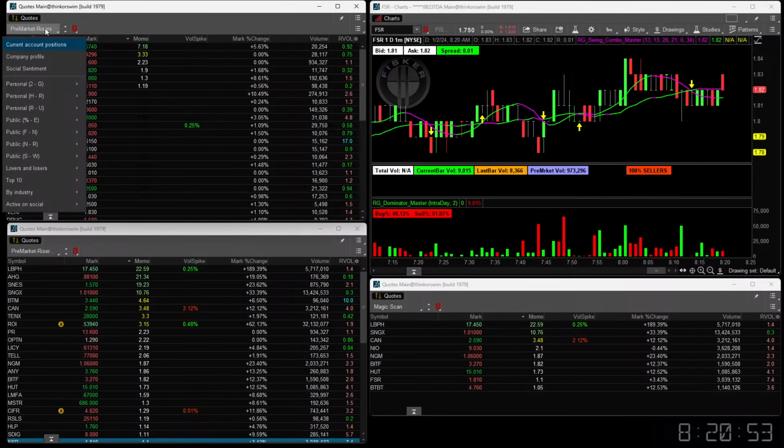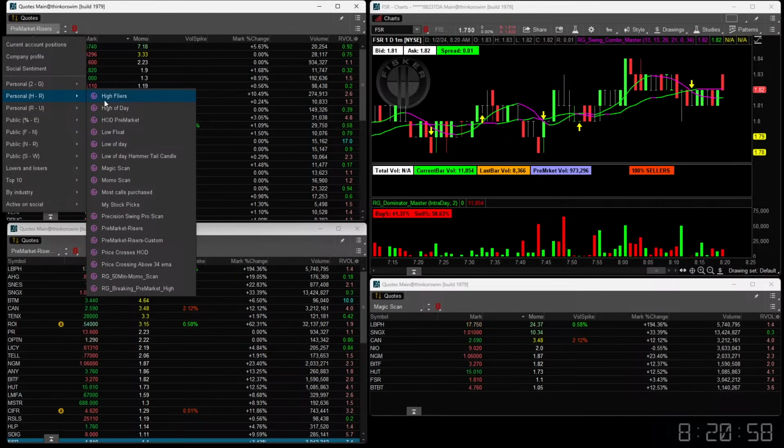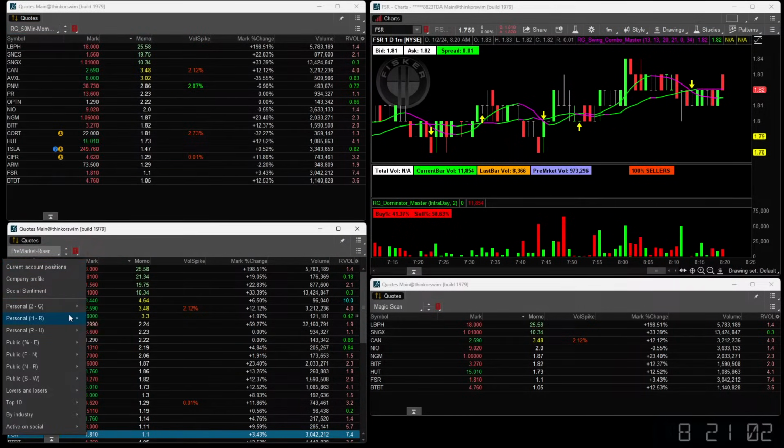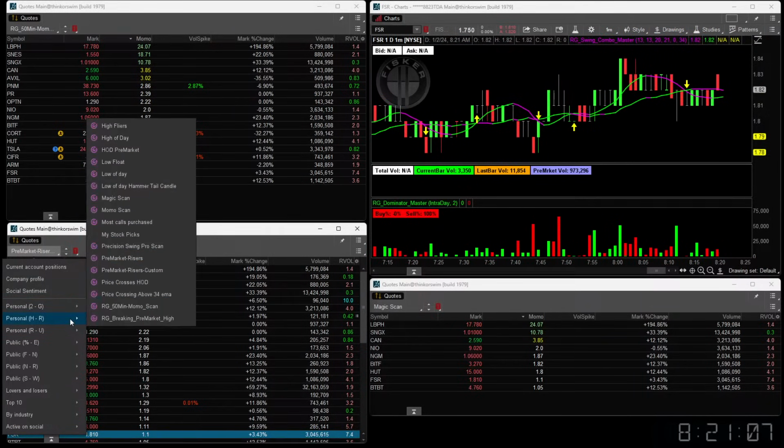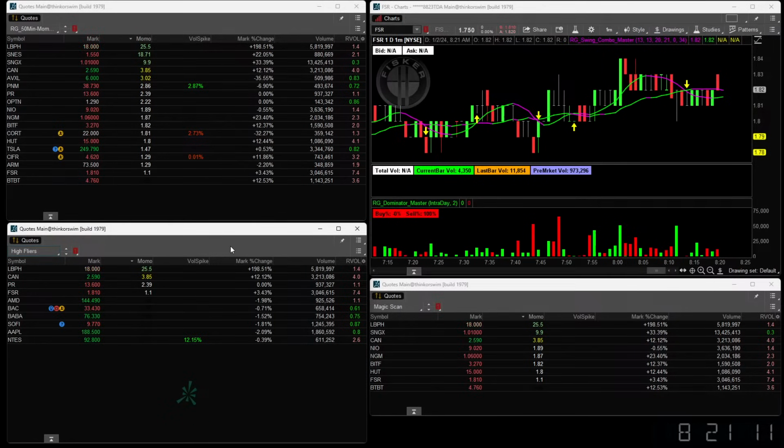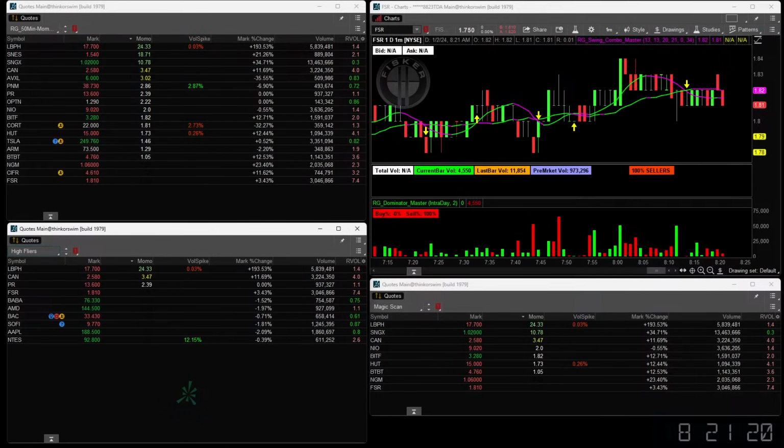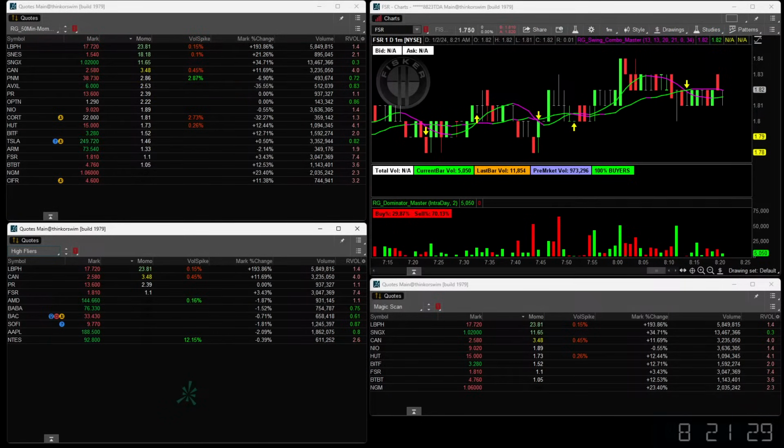So magic scan, I'm going to change over to the 50-minute up here, and high flyers down here. Magic Scan will work all the time.